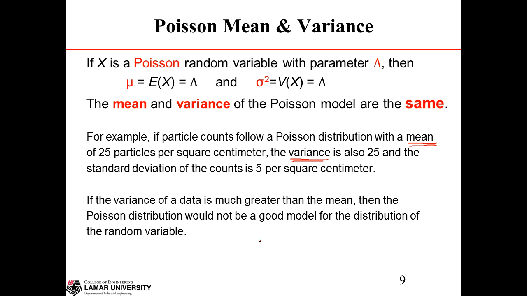If the variance of data is much greater than the mean, then the Poisson distribution would not be a good model for that particular random variable. When you apply the Poisson distribution to a certain phenomenon, trying to approximate that process, you should check whether this approximation is valid. An easy way to check that is to look at the equality of variance and mean. These two should be fairly close in order to use the Poisson distribution to model that process.